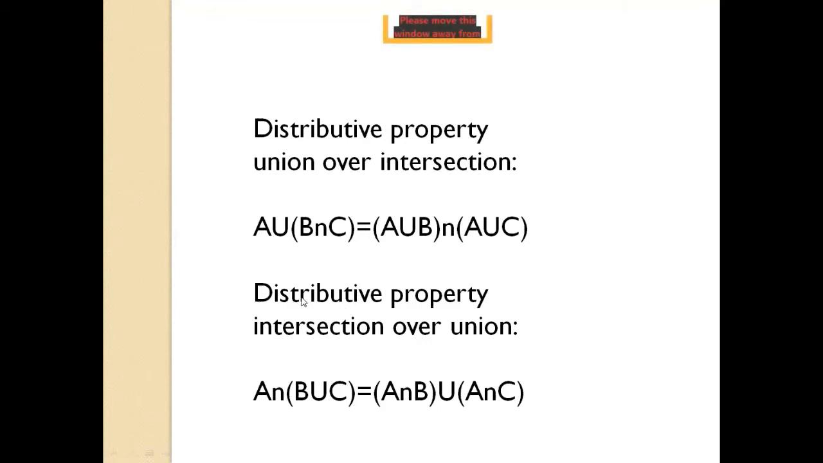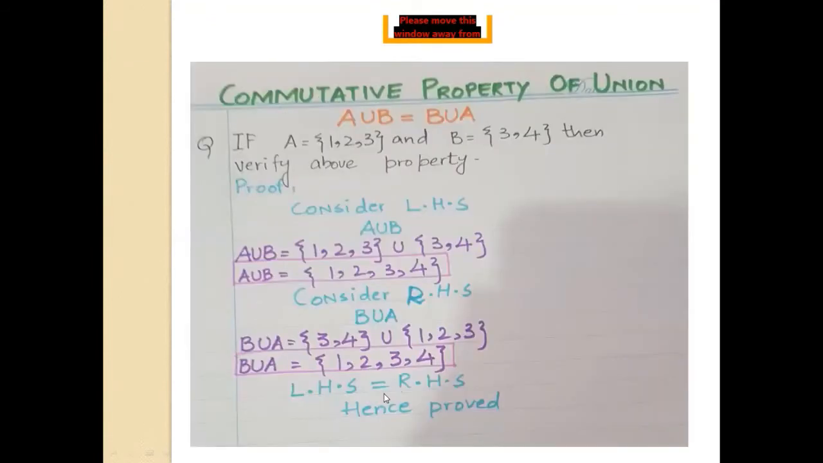Now the last property, number 6, is the distributive property, intersection over union. A intersection, in brackets, B union C. The right hand side is equal to A intersection B, union, A intersection C. And here also, after solving, the left hand side has to equal the right hand side. Now we come towards the solution of the properties.